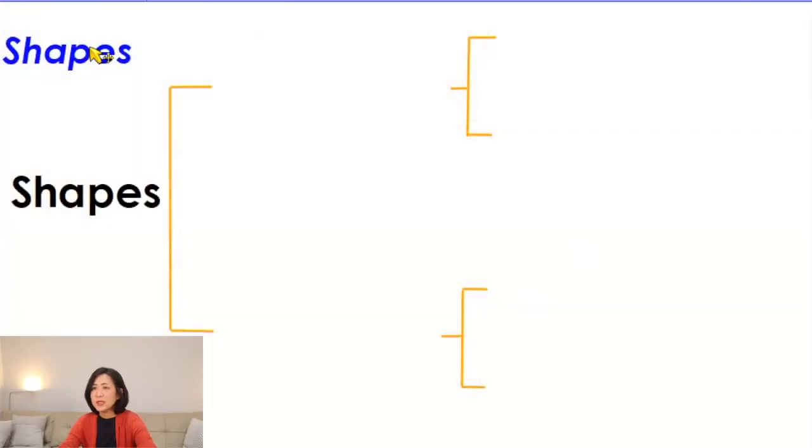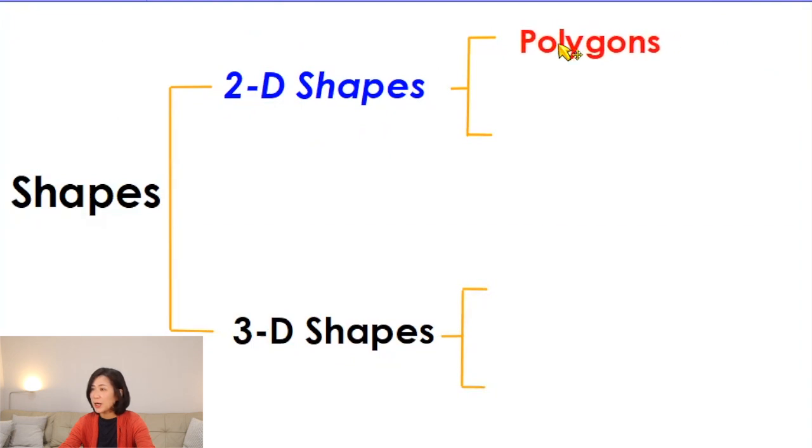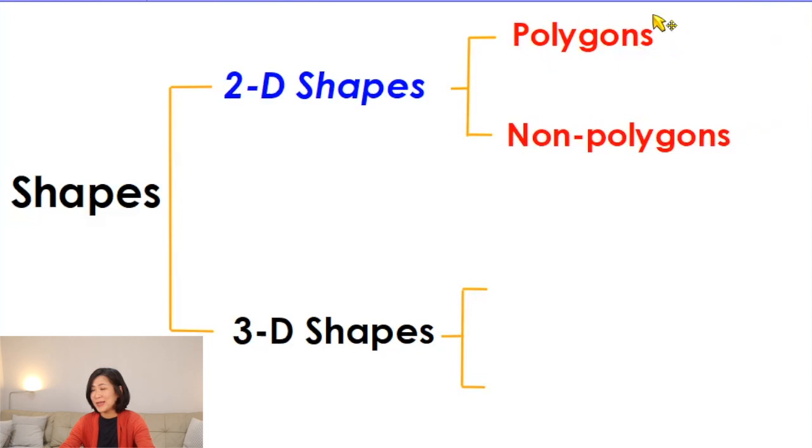We can think of shapes largely into two-dimensional shapes and three-dimensional shapes. So let's focus on the 2D shapes. 2D shapes are classified into polygons and non-polygons, right? Then now pause the video and tell me everything you remember about polygons.